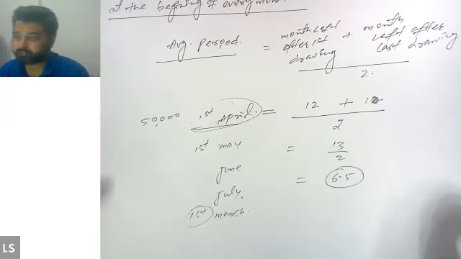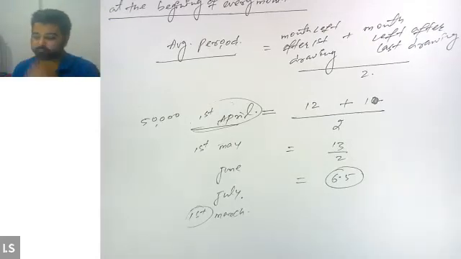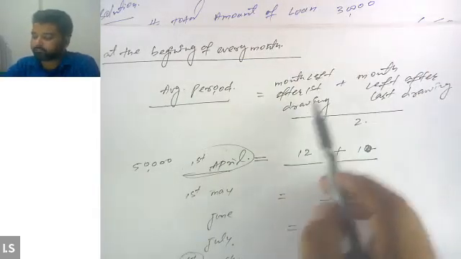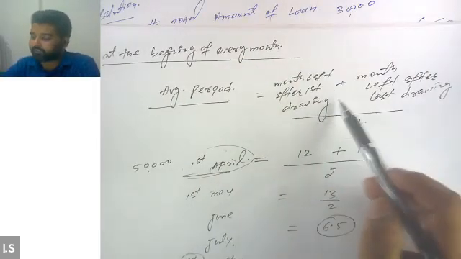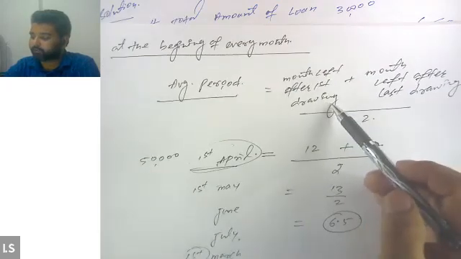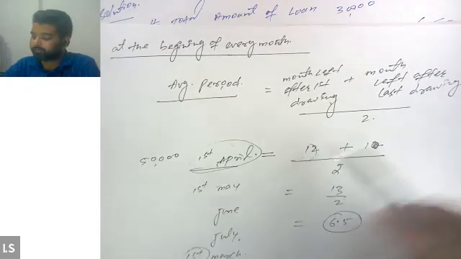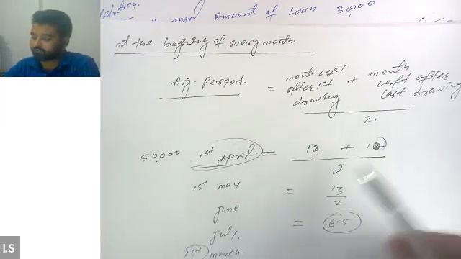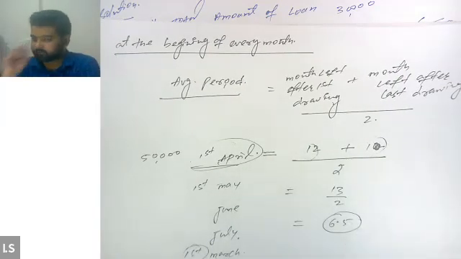If funds have been borrowed, so if funds have been withdrawn on the first day of every month, at the beginning of the month, that means in such a situation, average period will be calculated like this. Months left after first drawing, it will be 12. Months left after the last drawing, it will be 1. So 12 plus 1 divided by 2, we will get 6.5. Is this right? Is this correct?